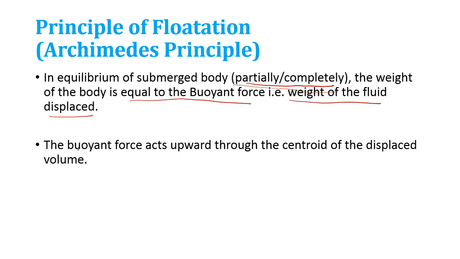And this buoyant force acts upward through the centroid of the displaced volume. So for example, if I consider a cylinder which is floating, this is the free surface, and this will be the G. Whatever the displaced volume is, this will be the displaced volume.